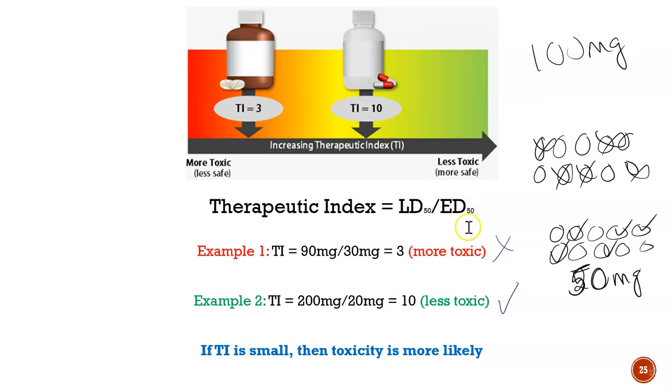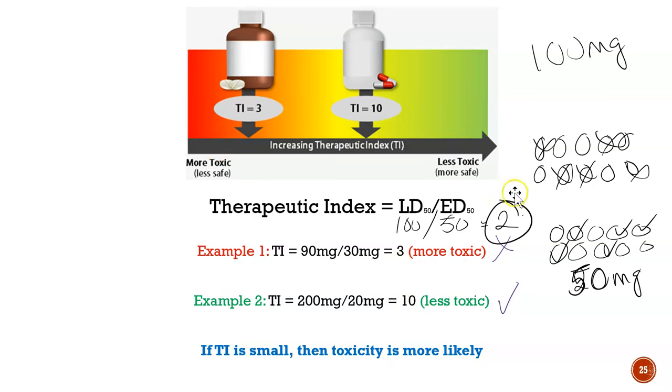Then you divide them, and if you get a small number, like a number of 3, that's really bad. It's toxic. The drug is harmful to take. You can't use that. But if you get a high number like 10, well, that's really good because that drug is effective. So if I take the lethal dose, which was 100, and divide it by 50, what did I get? 2. 2 is really toxic because it's a small number. So you don't want to give this drug to the public because it's very bad for you.